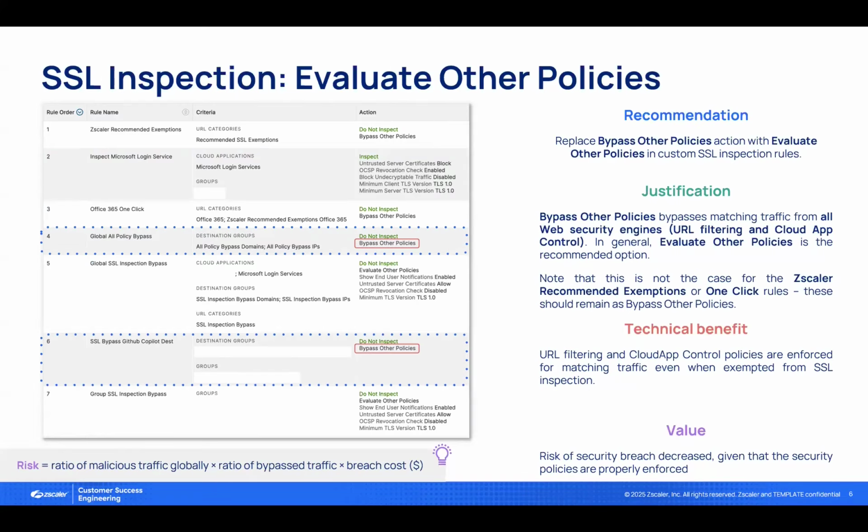Next, a common mistake when creating exemption rules inside your SSL policy is to configure them to bypass other policies. Creating an exemption rule that is set to bypass other policies will bypass all matching traffic from all web security engines, i.e. URL filtering and cloud app control. It is heavily recommended to set these policies to evaluate other policies to ensure that URL filtering and cloud app control policies are enforced for matching traffic, even when this traffic is exempted from SSL inspection.